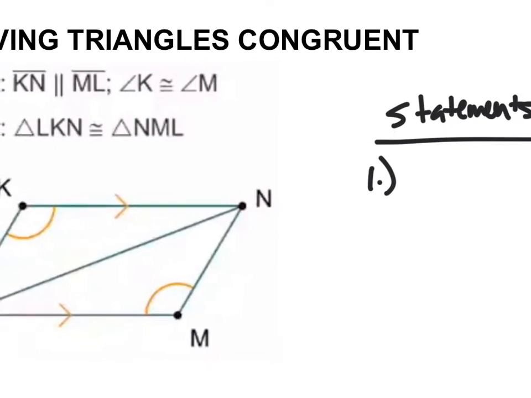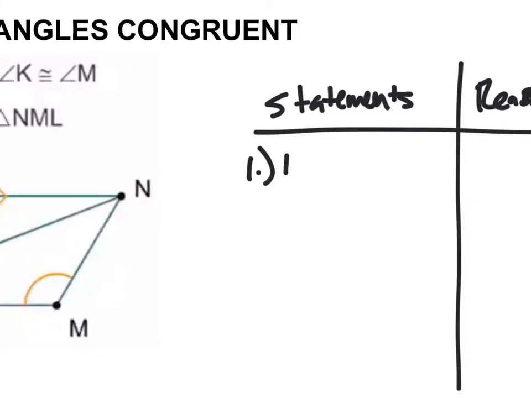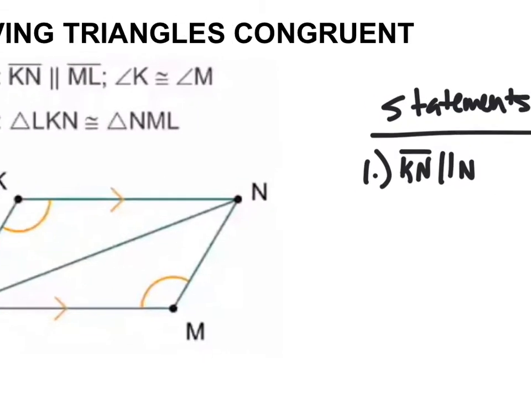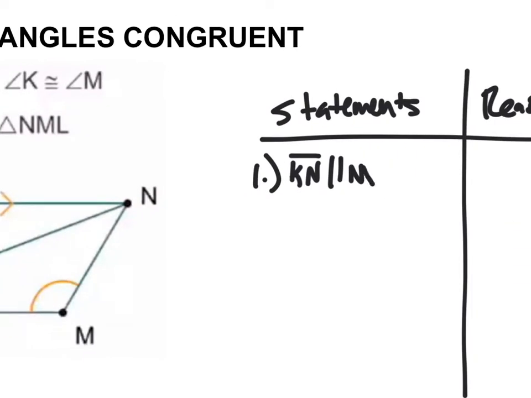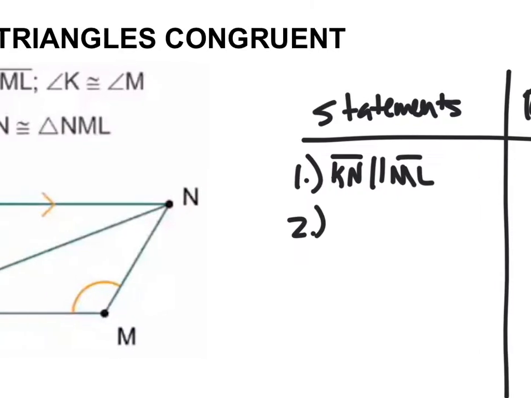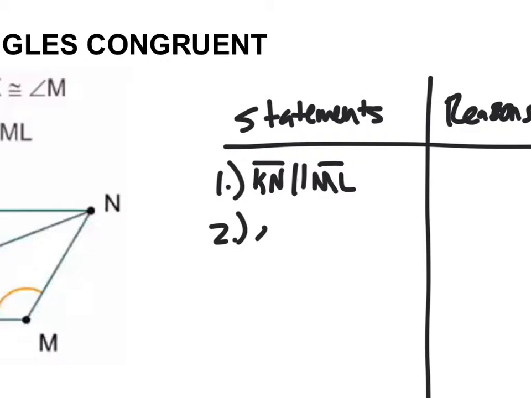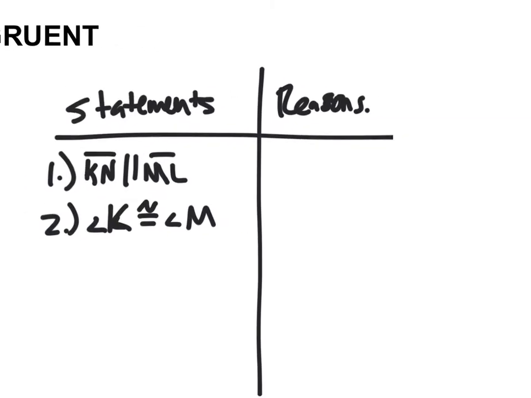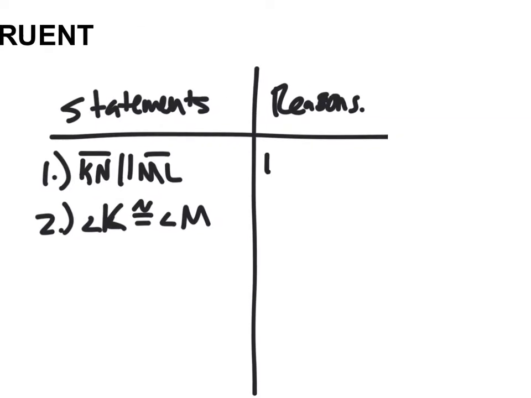We're given that KN is parallel to ML. And then the second thing I want to say is that angle K is congruent to angle M. The reason why I wrote those two down is because they're given to us.